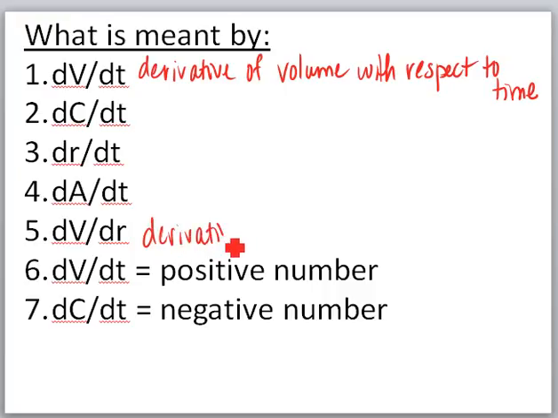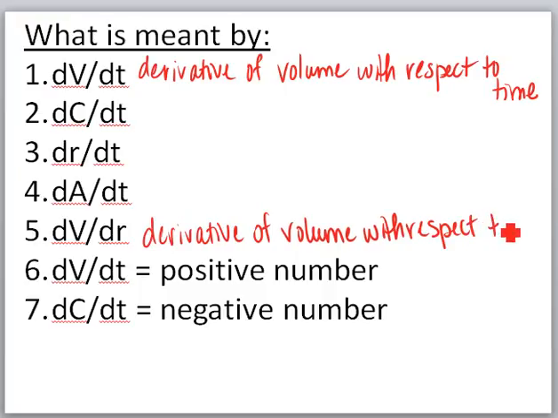Derivative of volume with respect to the radius. The last two that I've written here is if I find out that the derivative of the volume with respect to time is a positive number, I'm going to know that it is increasing. And number 7, if I find the derivative of something, in this case the derivative of the circumference with respect to time is a negative number, I'm going to know that it is decreasing.